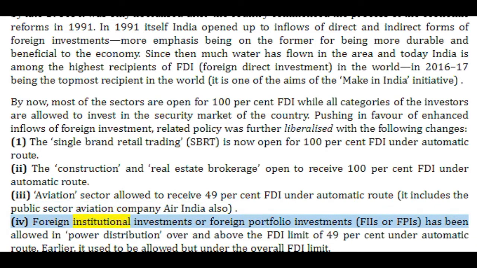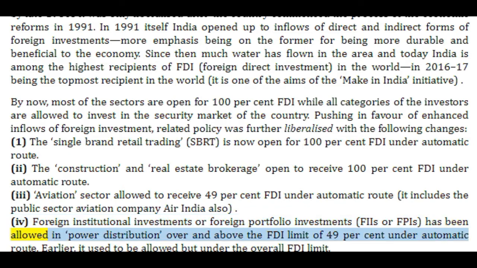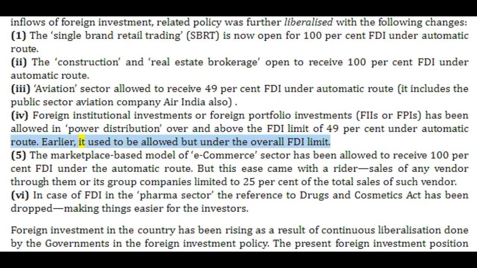4. Foreign institutional investments or foreign portfolio investments, FIIs or FPIs, has been allowed in power distribution over and above the FDI limit of 49% under automatic route. Earlier, it used to be allowed, but under the overall FDI limit.